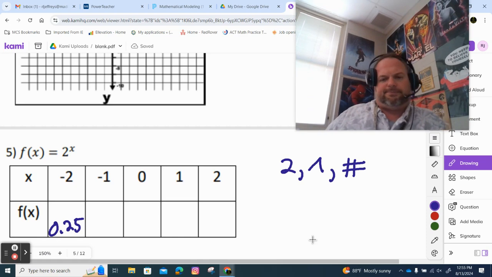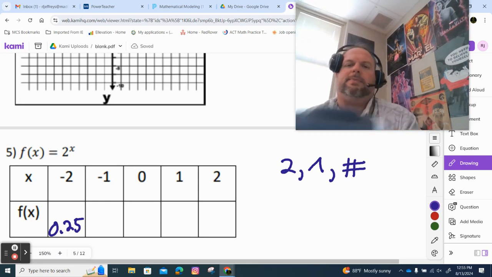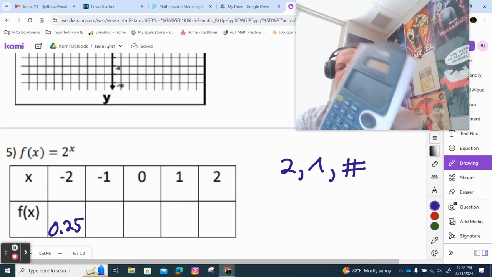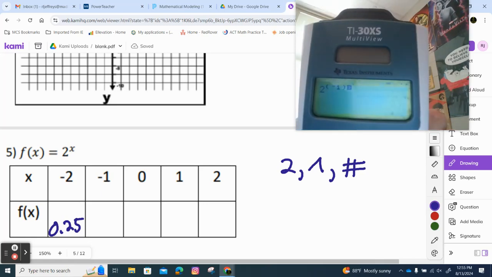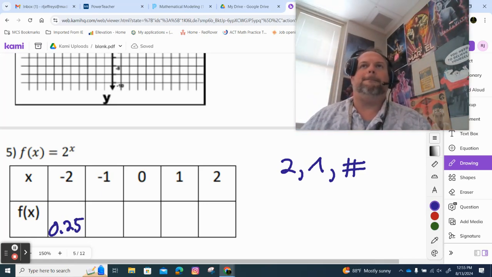All right. So, 2, raise the roof, parenthesis, -1. You do. Yep. Bring your calculator here.